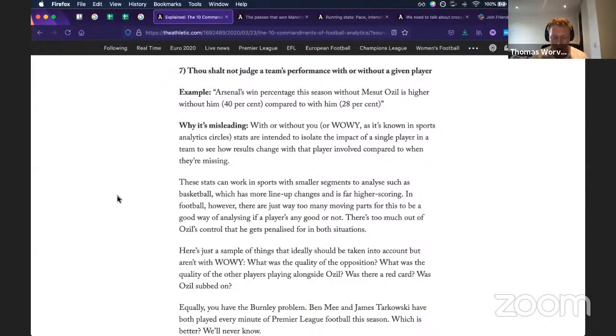Arguably, if you're a football analytics writer and you're trying to build a brand and have a following, you wouldn't be able to put out stuff that doesn't look good because it just wouldn't get the following, I guess. But anyway, back to the commandment.